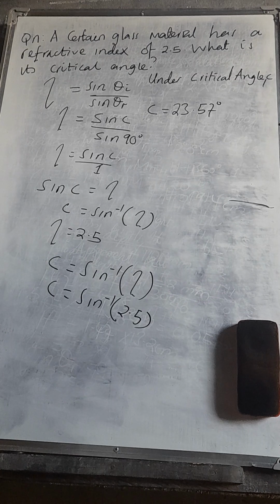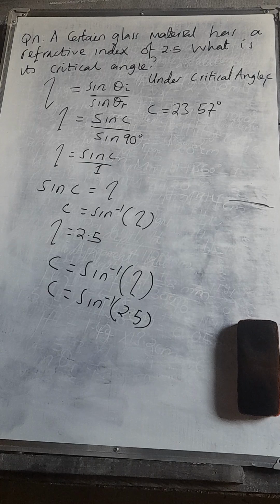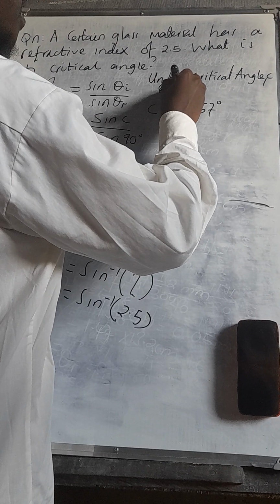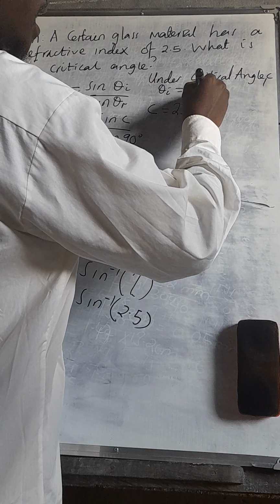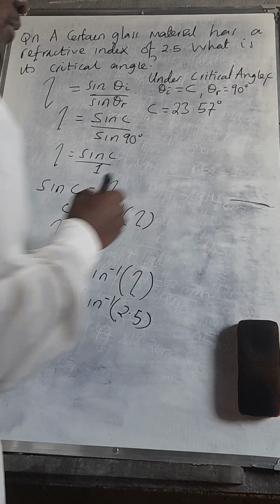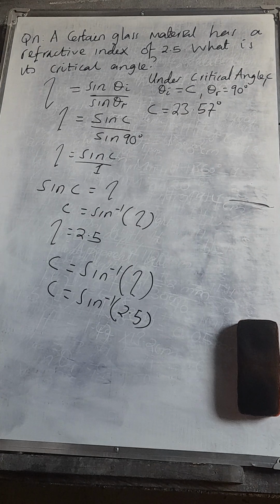Kumbuka kwamba critical angle ni angle ya incidence. Critical angle is the angle of incidence in which the angle of refraction now is equal to 90 degree. Kwa hiyo under critical angle, angle of incidence denoted by C, and the angle of refraction is equal to 90 degree. Kwa hiyo hicho ndio kitu cha msingi sana cha kuzingatia.